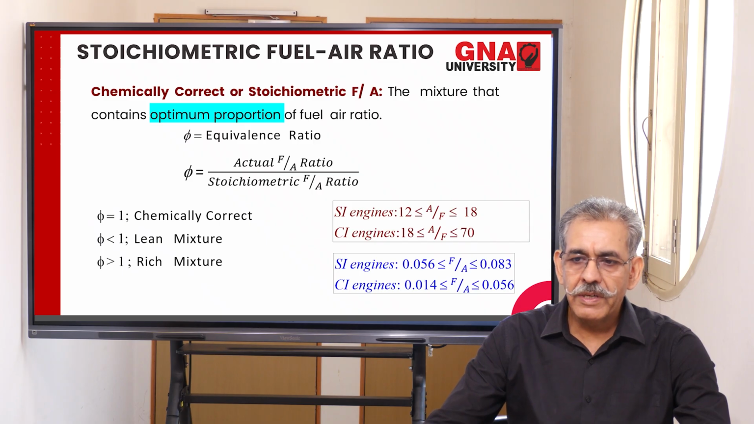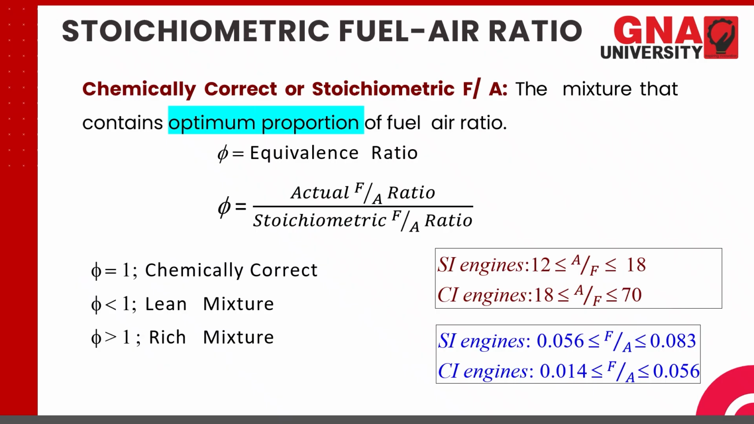Next is the stoichiometric air fuel ratio. Now what is stoichiometric? Stoichiometric is a term used for a chemically correct mixture. Chemically correct means the amount of substance required to completely react with the other substance is exactly the same. So hence, the mixture that contains the optimum proportion of fuel air ratio is one in which all the fuel will completely burn with all the air present inside the carburetor.